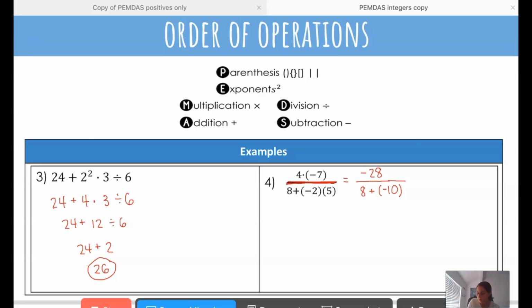And now we have to do our addition. So we have +8 and -10. So we've got our positive team and our negative team. Positives have 8, negatives have 10. Who's winning? The negatives. And by how much? 2. Now we have -28 divided by -2. A negative divided by a negative is a positive, and 28 divided by 2 is 14.